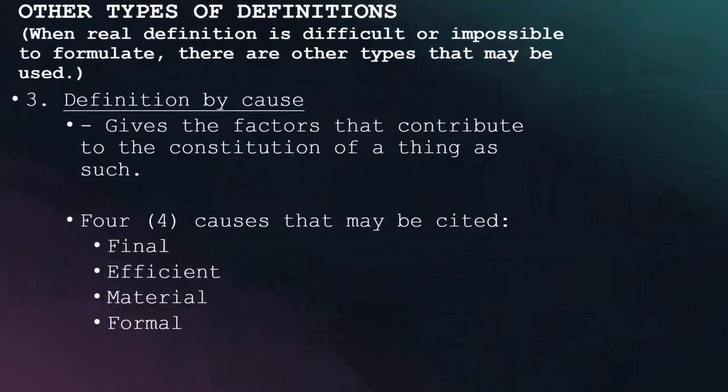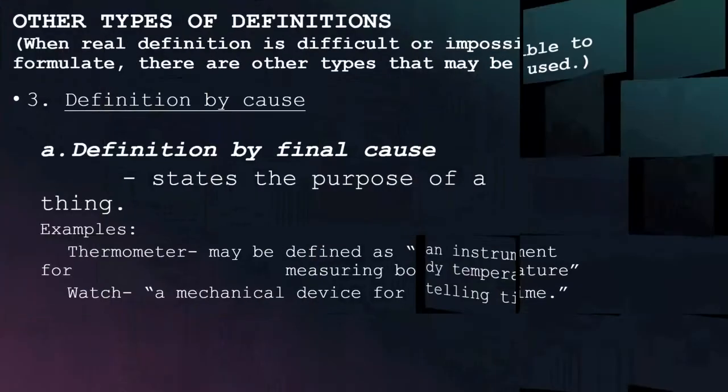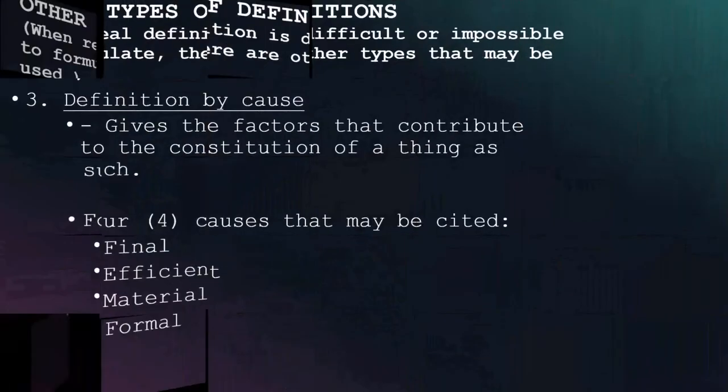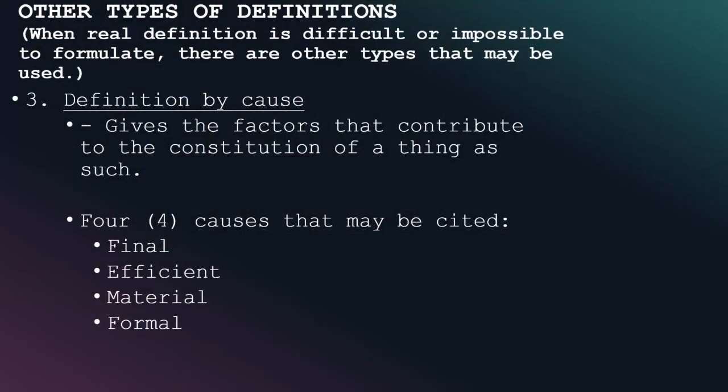Next one, definition by cause. Gives the factors that contribute to the constitution of a thing as such. So there are 4 causes that may be cited: final, efficient, material, and formal. These are the 4 causes. Gives the factors that contribute to the constitution of a thing as such. So let's try to discuss this later on.